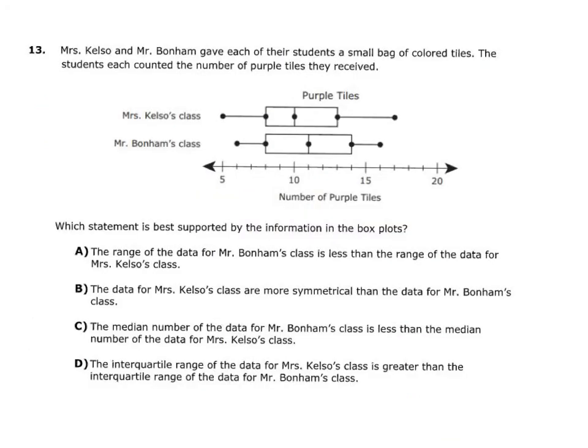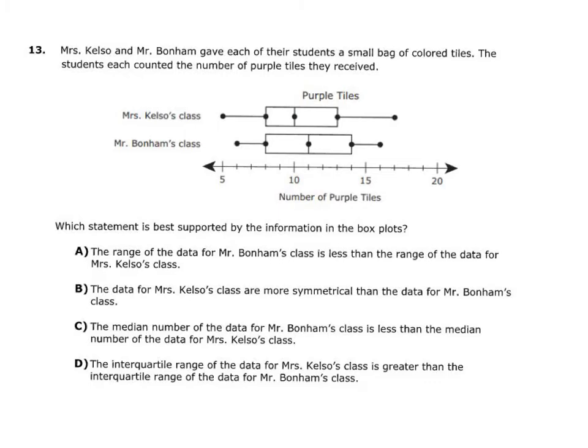Okay, number 13. Mrs. Kelso and Mr. Bonham gave each of their students a small bag of colored tiles, and the students each counted the number of purple tiles they received. So here they're talking about, they did a box plot for those two classes. Which statement is best supported by the information in the box plot?